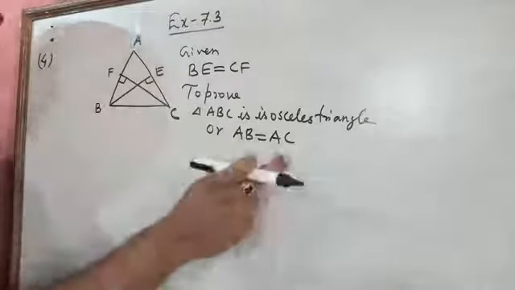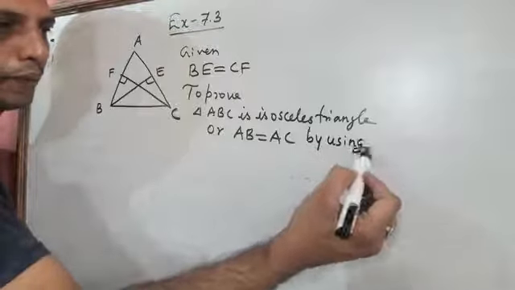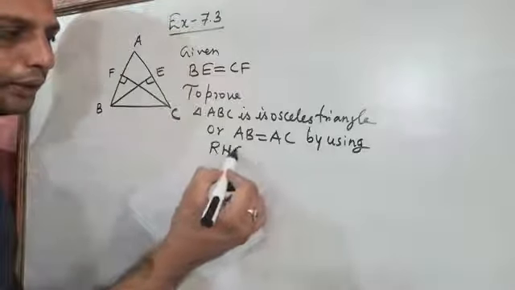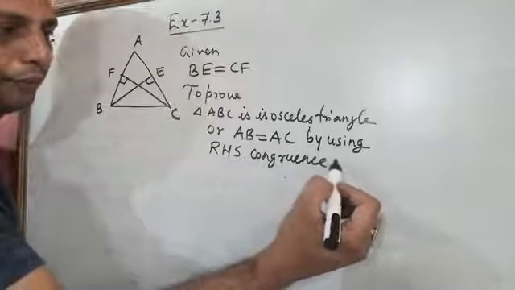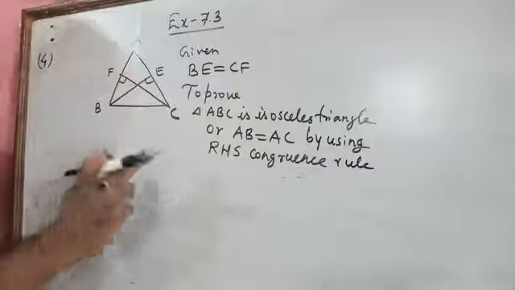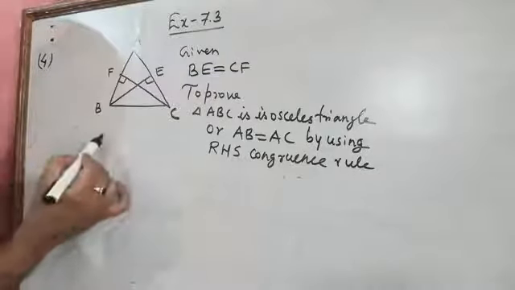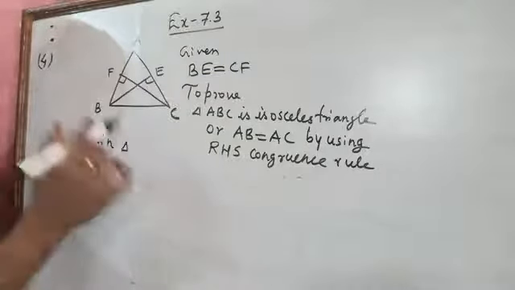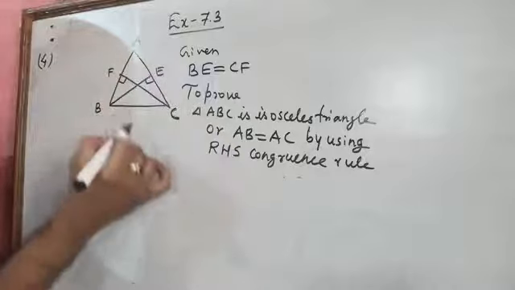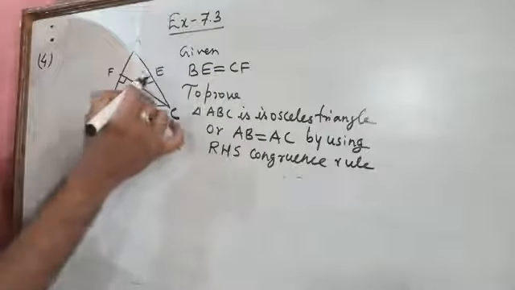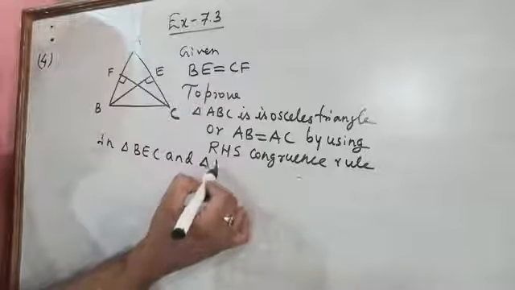Now, it is written that we have to prove it by using the RHS criteria. We can't use criteria other than RHS. There is another way of solving this question, but in that case we will not use the RHS criteria. It is specific that we have to use RHS criteria. So now we will solve this question as we have solved in the previous triangles. We will take triangle BEC and triangle BCF.